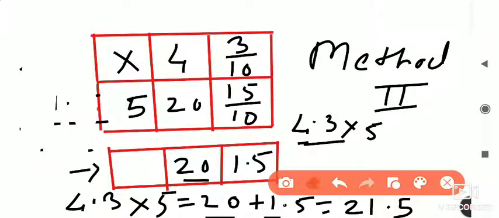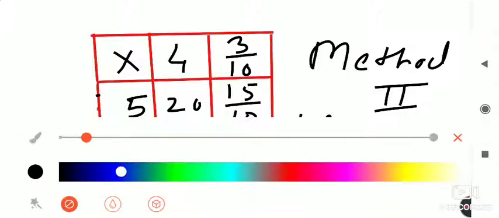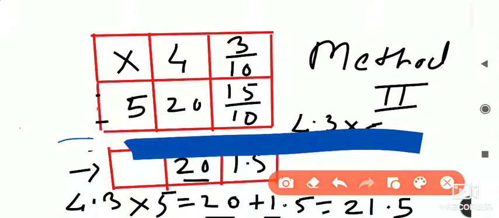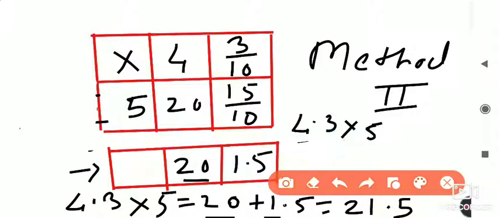Okay, whatever we had done I will explain again for better understanding. So here first of all 4.3 into 5 is given. First of all I have to do the multiplication of 4.3 and 5. So how do I have to write 4.3? For this, 4 I will write as it is, and 0.3 means 3 upon 10, and I have to multiply this with the 5, so I wrote here 5.